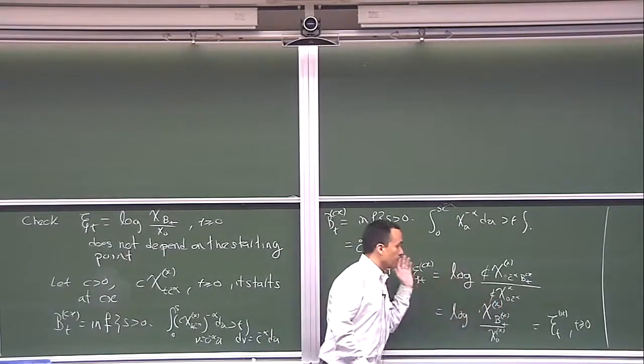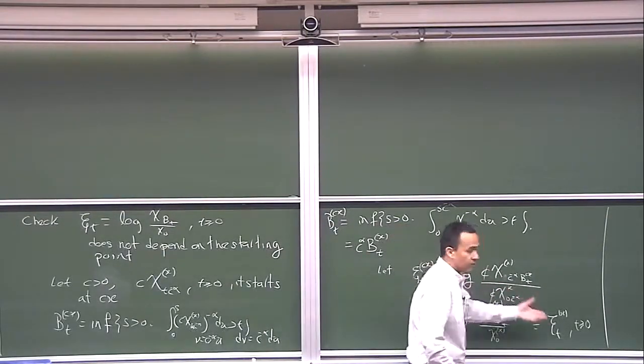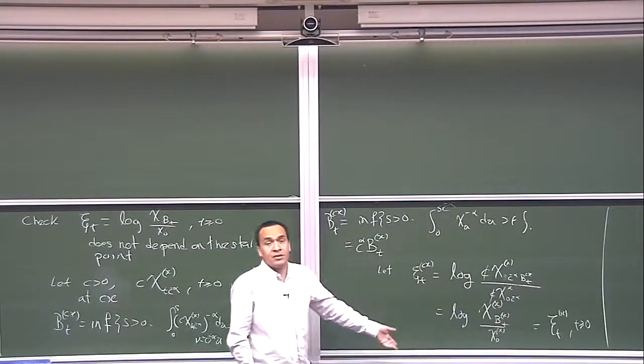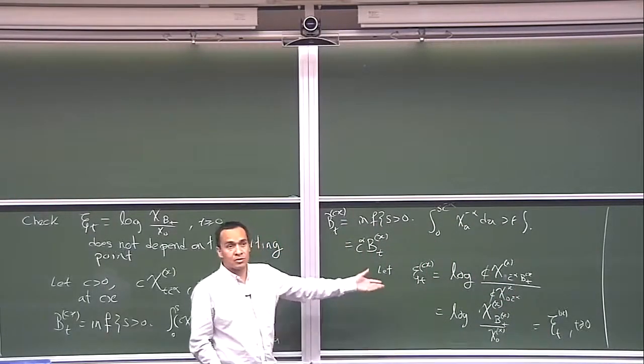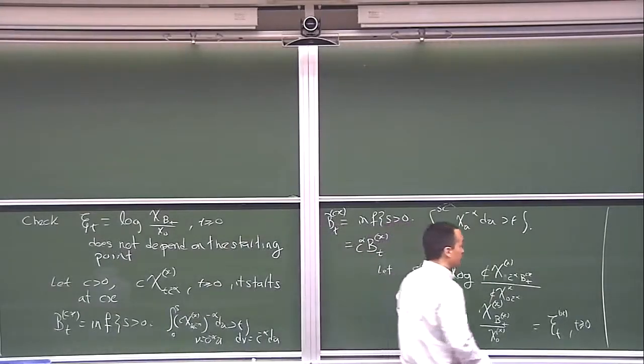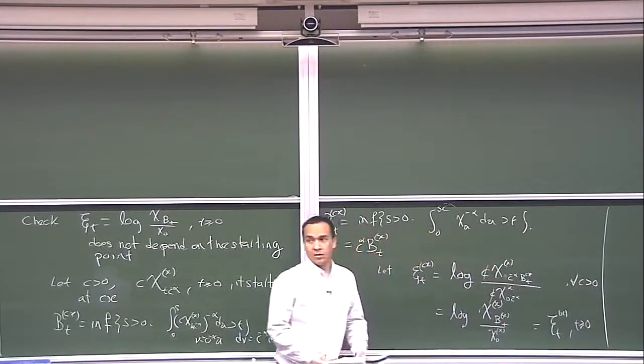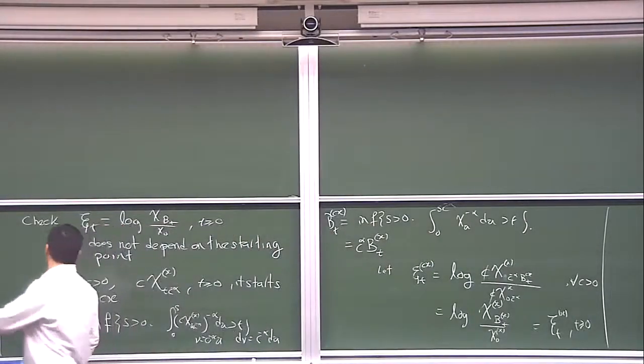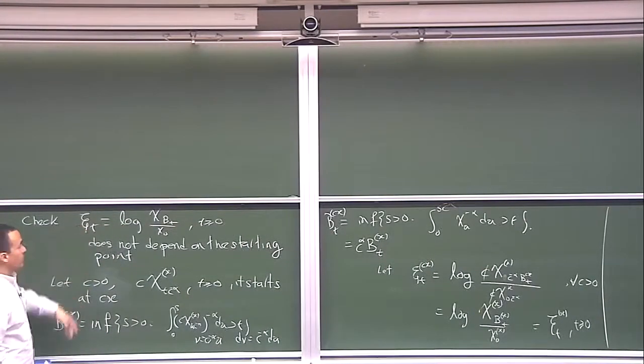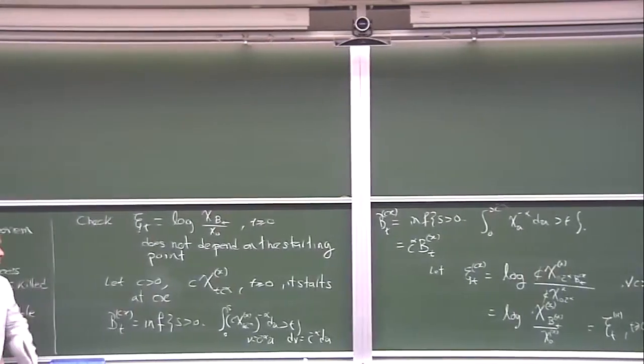So with these two identities, what I get is that there is no dependence on x, because this holds for every C positive, okay? So there is no dependence on the starting point, okay?